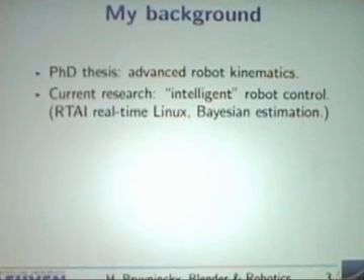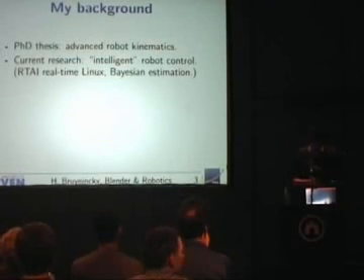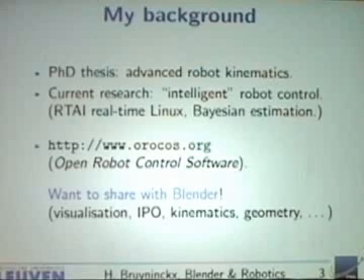Currently, my research is on intelligent robot control, so we want to do more than just move the robots around. We have sensors that sense the world, and we can do intelligent things with them. Basically, the tools we're using are real-time Linux, RTAI, and some Bayesian estimator libraries. Most of them are open source things we contribute to. The main project is Oracles, which started 4 years ago. It's on the control of these devices, and we want to share that.